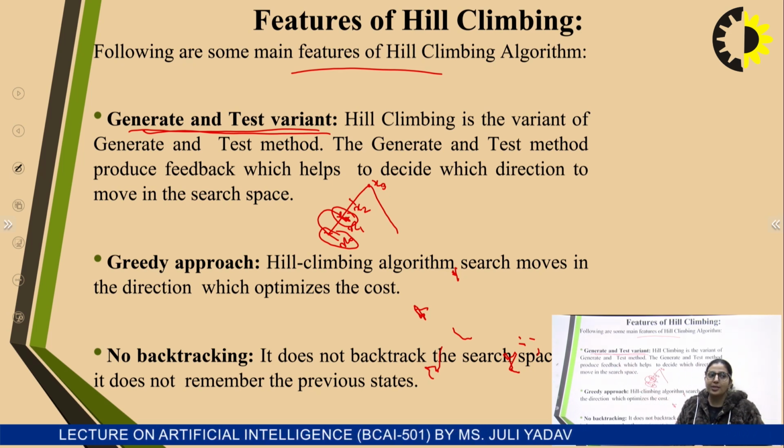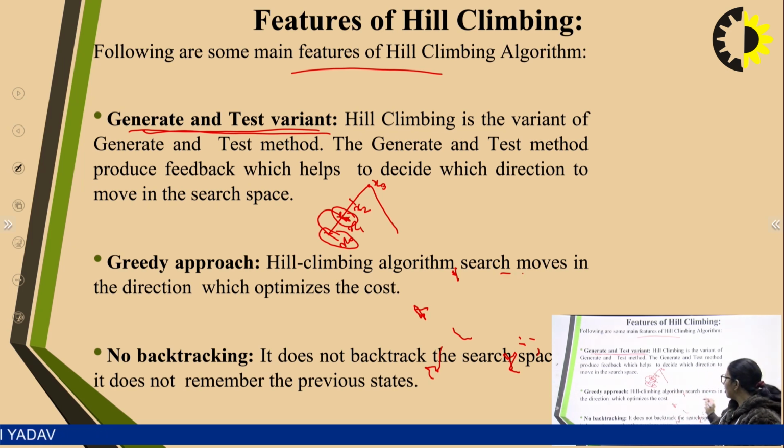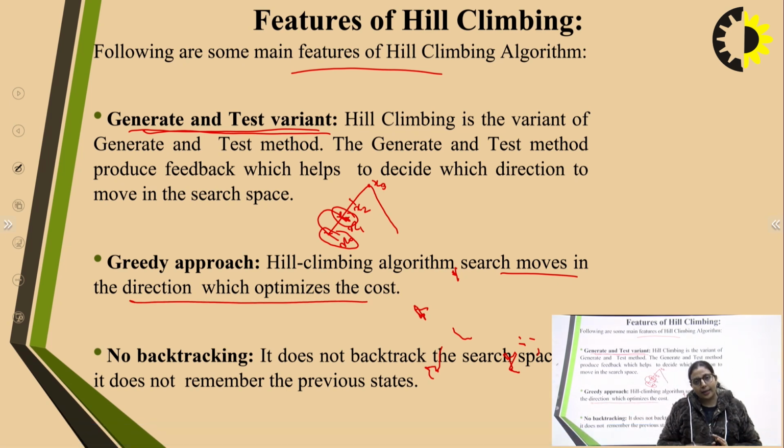It is also known as the greedy approach. I have already told you why it is a greedy approach, because it tries to find the solution in the best way. It only considers the best value, right? The hill climbing search moves in the direction which optimizes the cost, either in terms of cost or in terms of efficiency. It just maximizes whatever it is, either cost or efficiency. That's why it is a greedy approach.